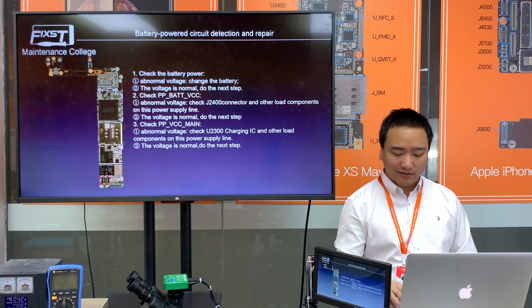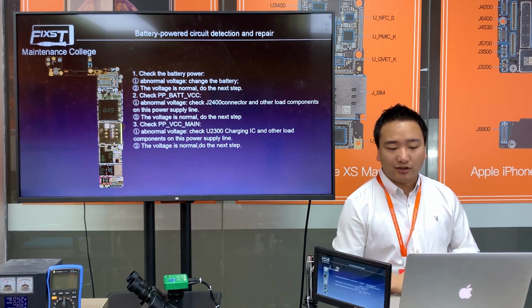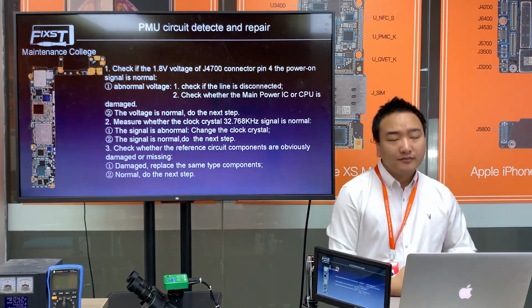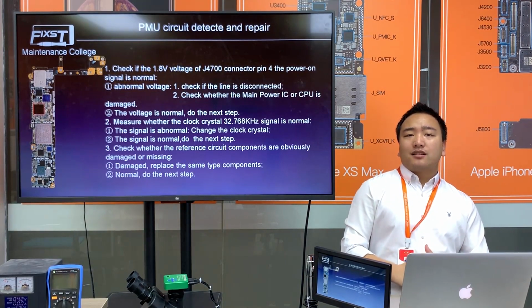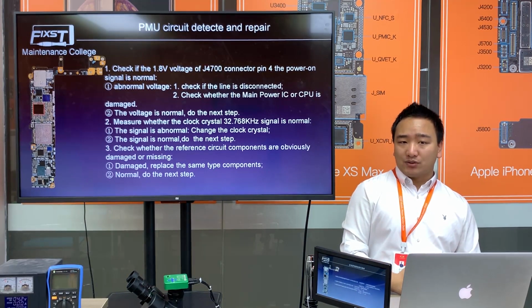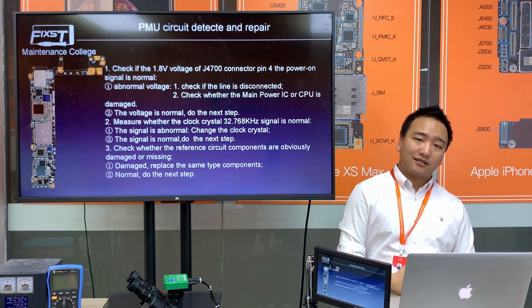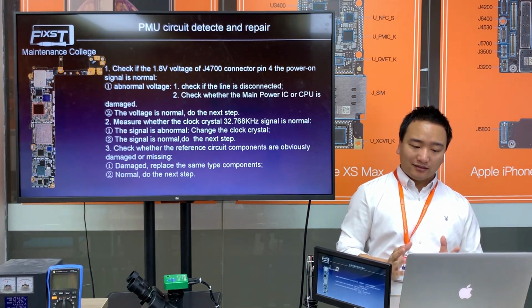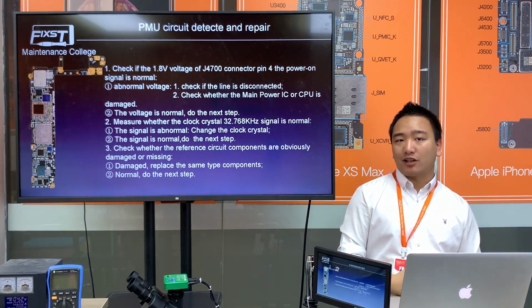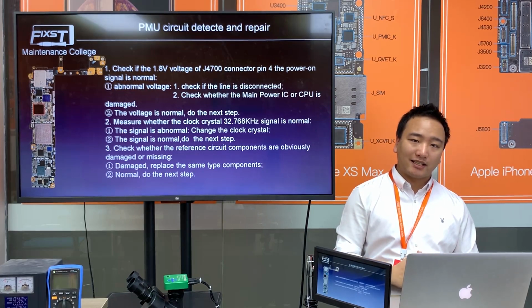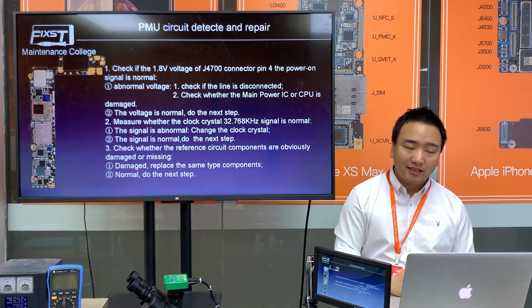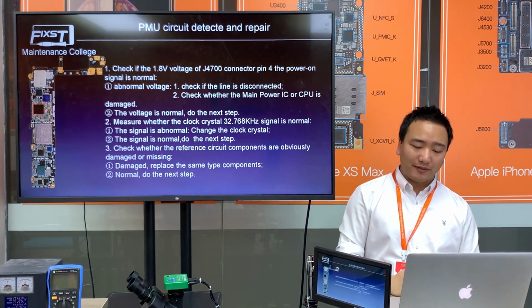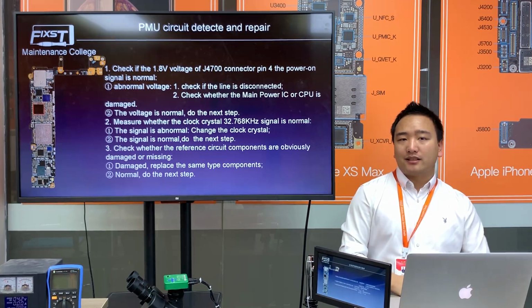After that, we need to check the signal. One is the start signal, another is the clock signal. The start signal comes from the power on key, the start key. When we press the power on key and it does not turn on, maybe the power on button cable has a problem. If the phone cannot turn on because of the power on button cable, we just need to change the cable, and it's fixed.